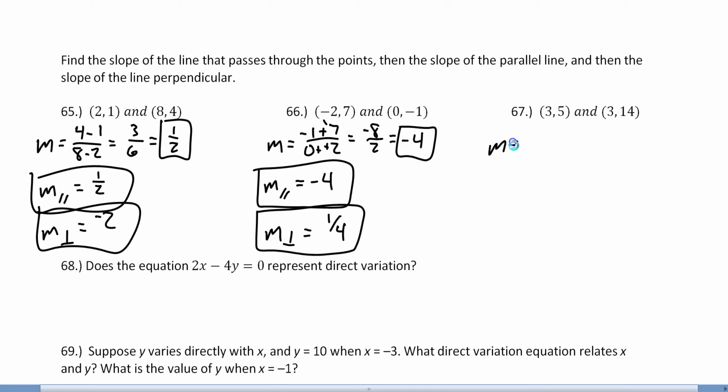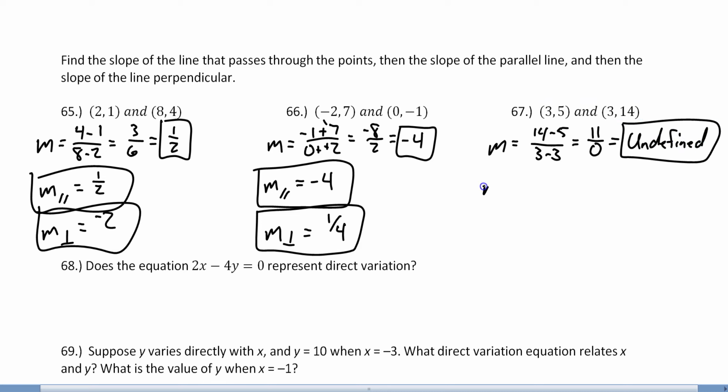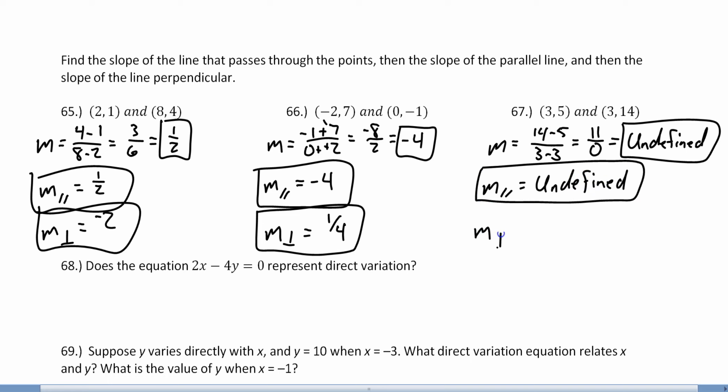The next one, again, finding that slope, I do the 14 minus the 5 over, down here I do the 3 minus the 3. So what I end up with is an 11 over 0, but I can't divide by 0, so that means this is undefined. So that's the slope of my line. The parallel line would have the same slope, so it would also be undefined. And then the perpendicular line would be the opposite reciprocal. If you're going to do opposite reciprocal, you have to go back to where we had numbers, the 11 over 0. So I would do 0 over negative 11, which is 0.